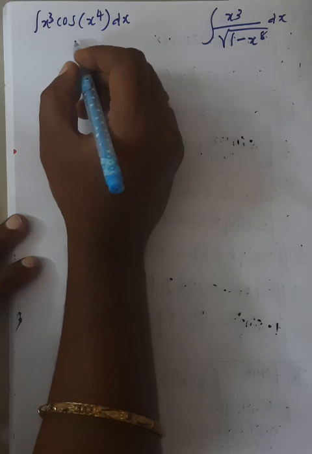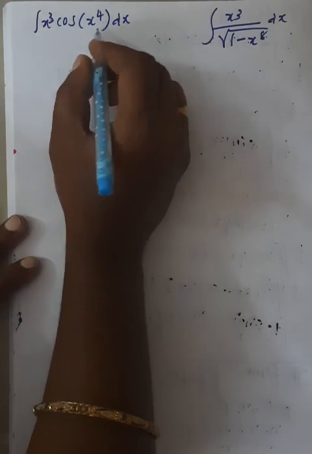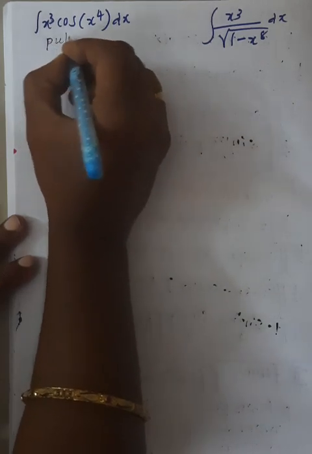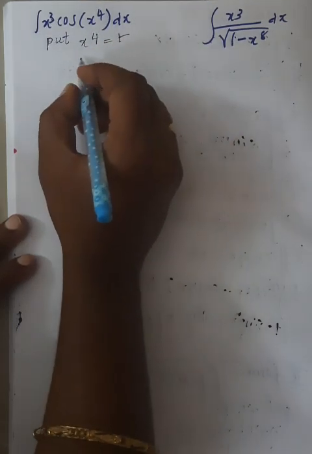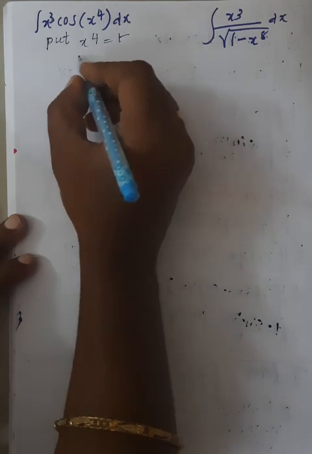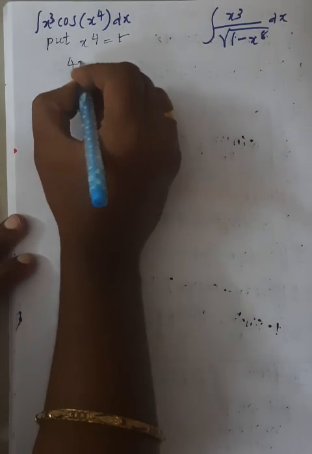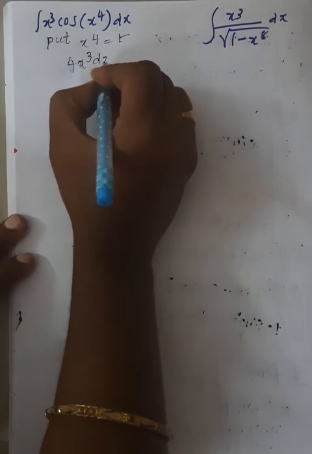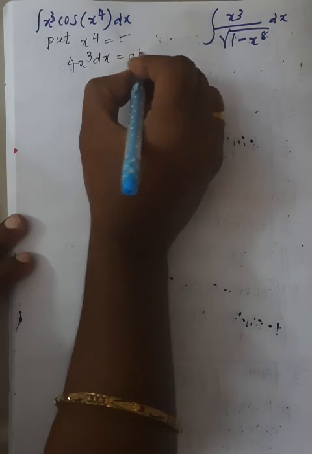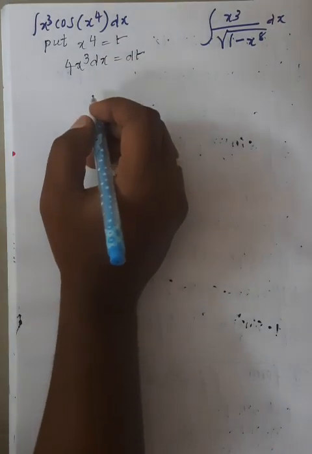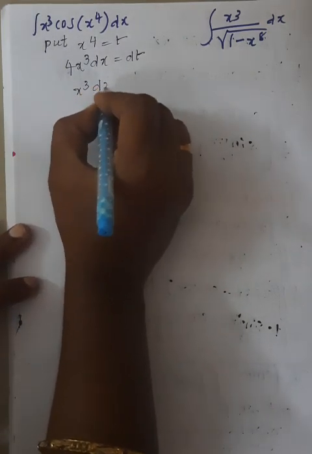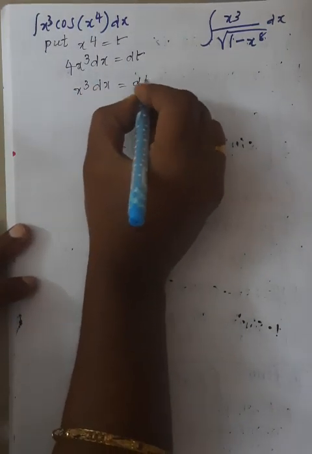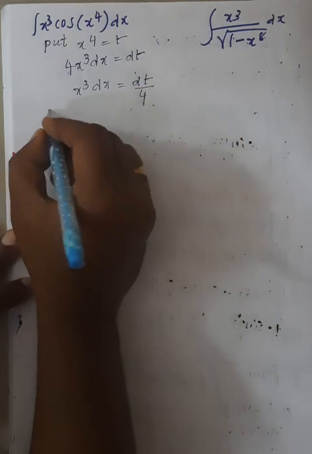From this we have to consider x power 4 as t. So put x power 4 equal to t. Now we have to differentiate x power 4 and t. So you will get 4x power 3 dx is equal to dt. Differentiation of x power 4 is 4x cube. Now x cube into dx is equal to dt by 4. Now substitute in our question.